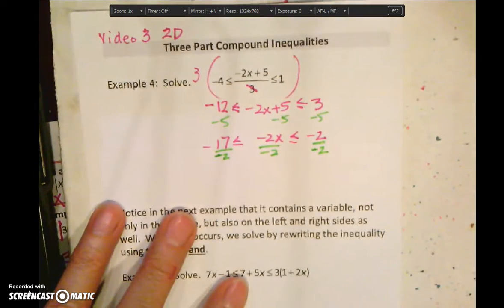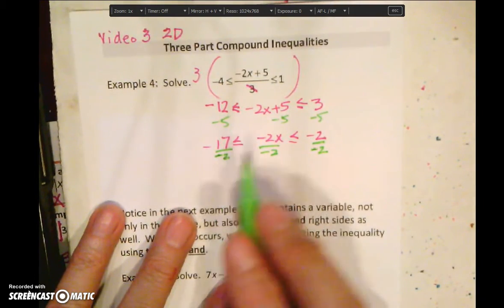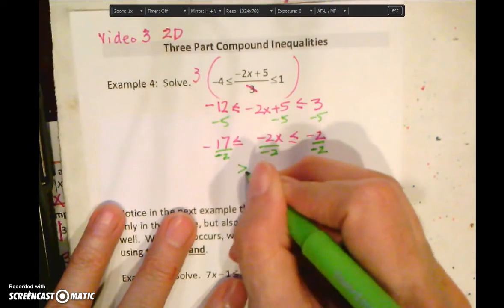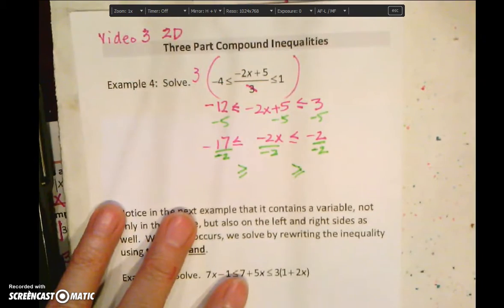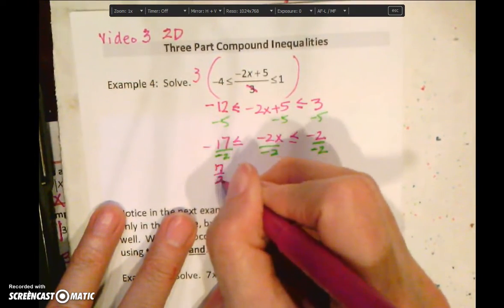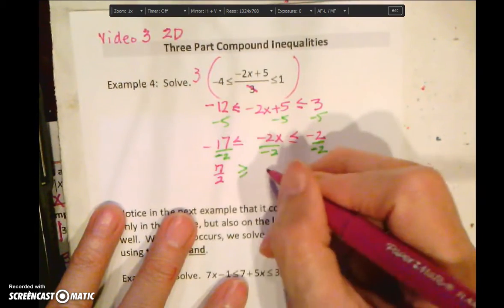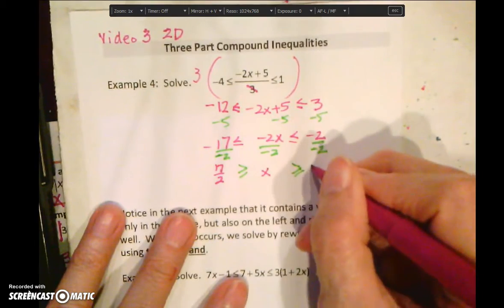And remember what happens when I divide an inequality by a negative? That's right, you're going to flip this inequality sign around, so both of those, and I'm going to end up with a positive 17/2 is greater than or equal to x is greater than or equal to a positive 1.